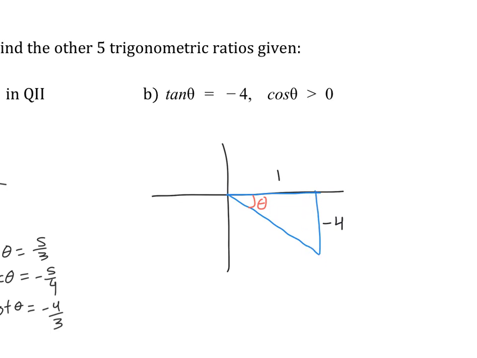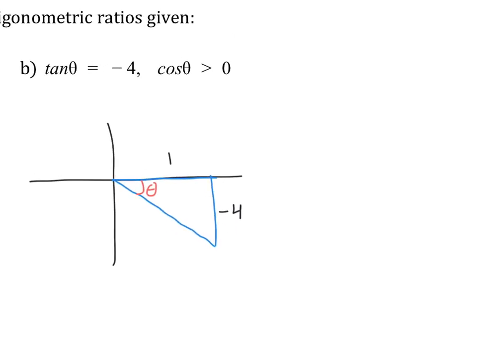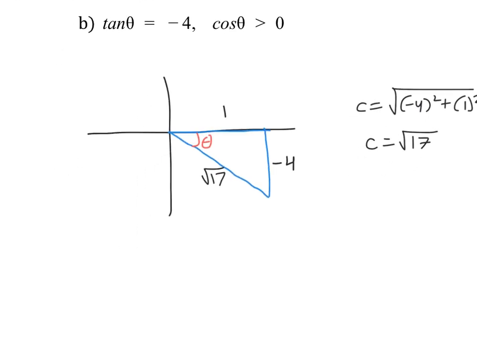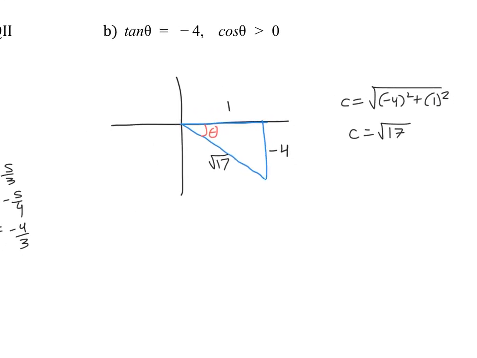So we're going to take a moment and find the length of our hypotenuse using the Pythagorean theorem. So our hypotenuse length is going to be the square root of (-4) squared plus 1 squared. So C is going to be the square root of 17. And now we can find all of the remaining trigonometric functions. So sine of theta is going to be -4 over root 17, which is -4 root 17 over 17.